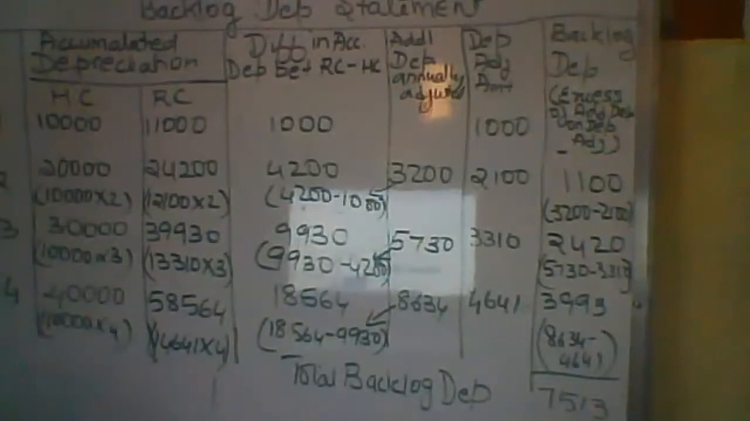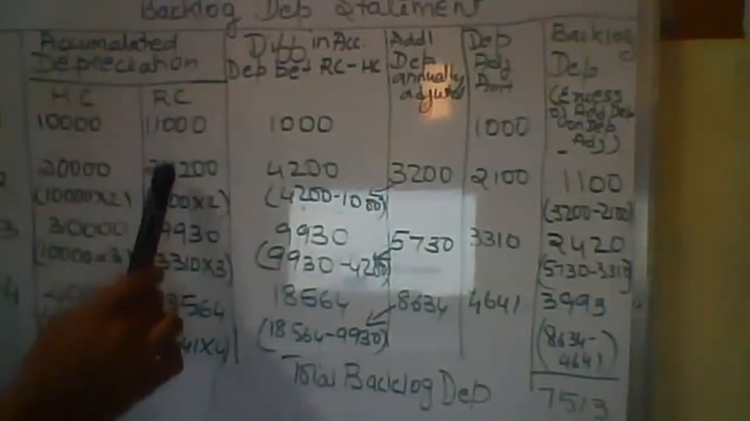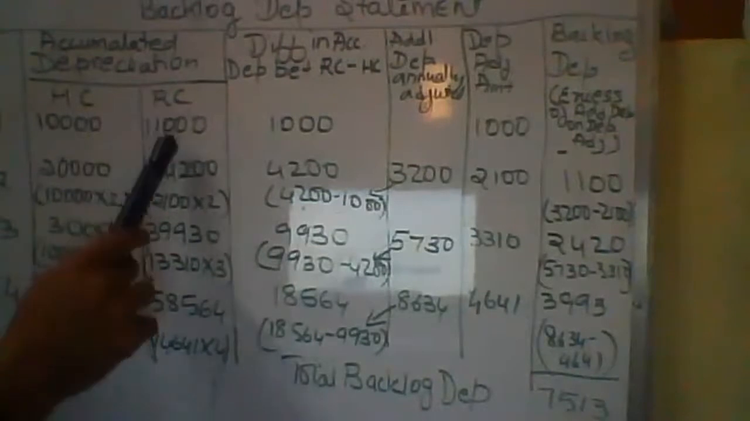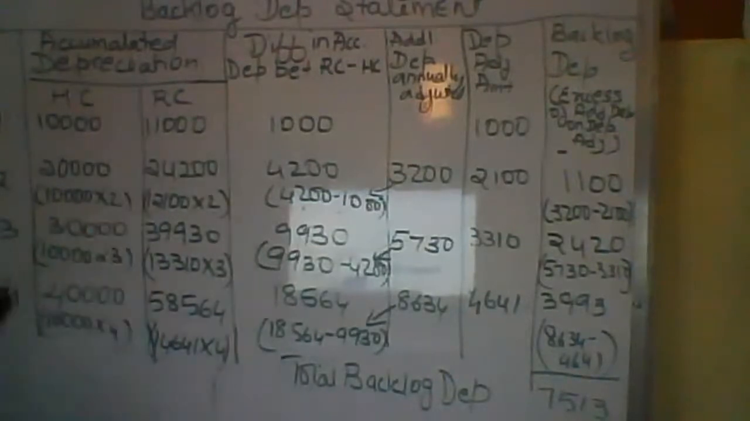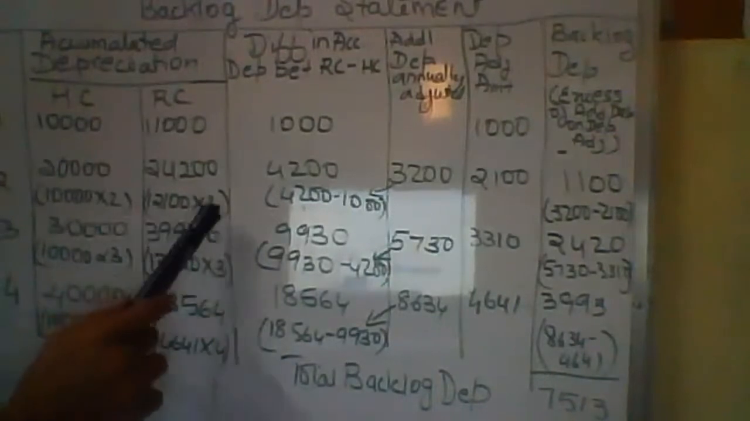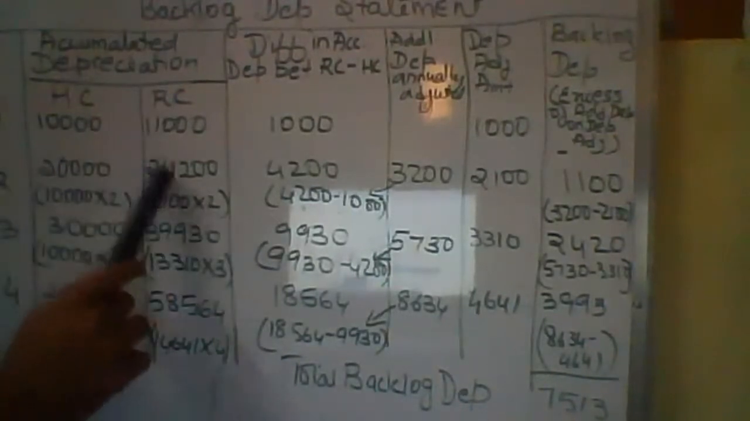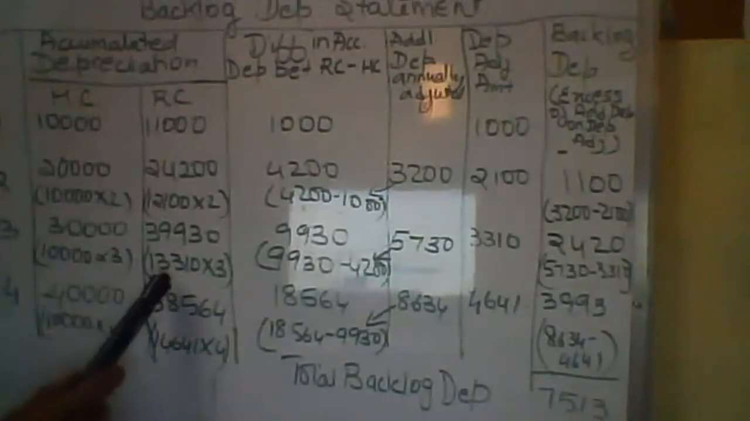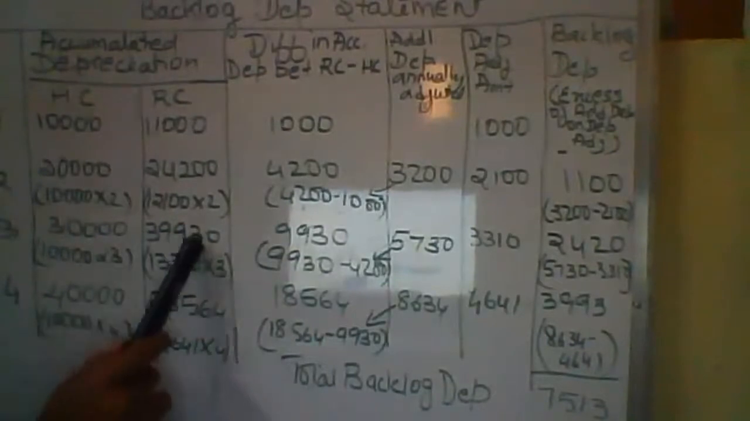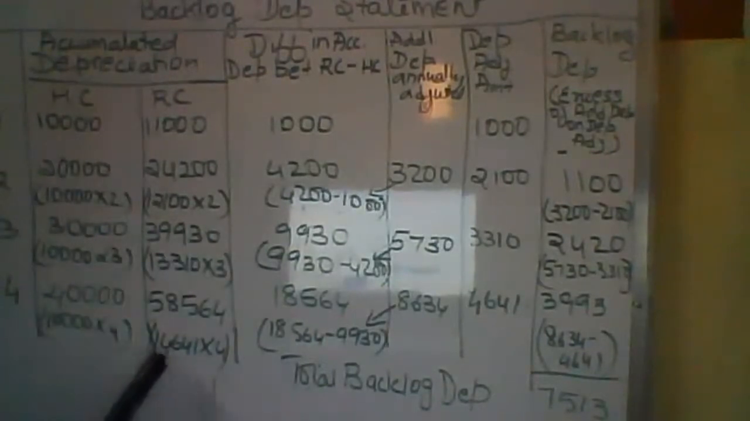Now calculate replacement. Each year we had already calculated replacement cost values which are there in the depreciation. Replacement cost depreciation for the first year is 11,000. Second year 12,100 is the depreciation into 2 years, so second year means 24,200. Third year's depreciation on replacement is 13,310 into 3 years. That gives you 39,930. Fourth year's depreciation is 14,641.